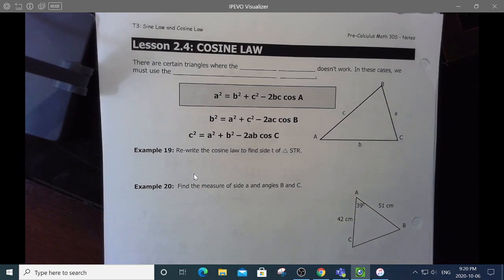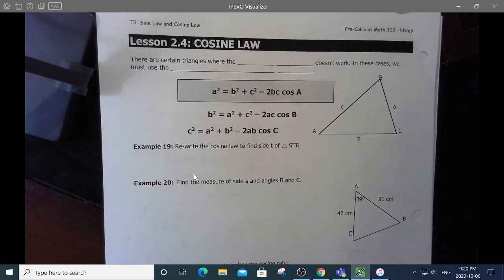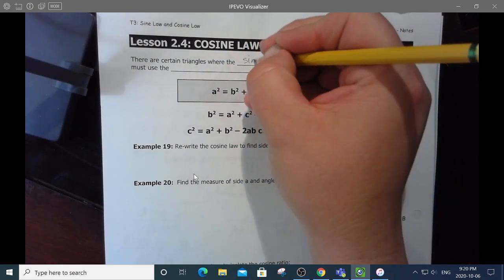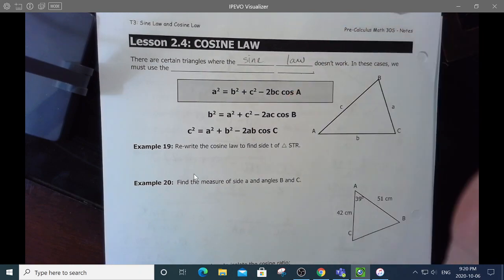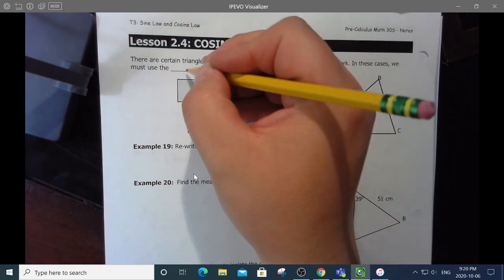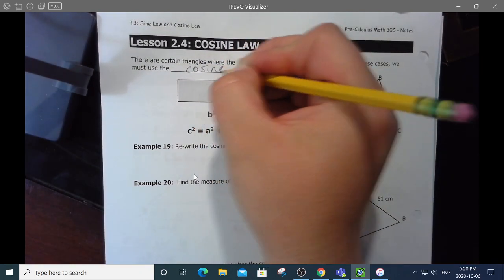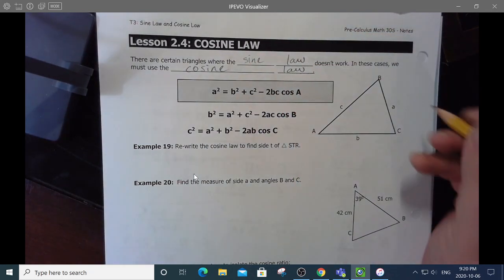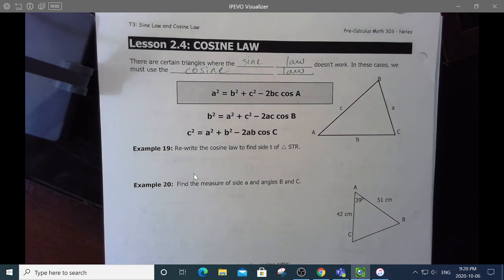Lesson 2.4, the cosine law. So there are certain triangles where the sine law does not work. In these cases, we must use the cosine law. And there are, again, the three formulas for the cosine law. Please notice that we're not necessarily always married to the idea that triangles have to be ABC. They could be 3 other letters.